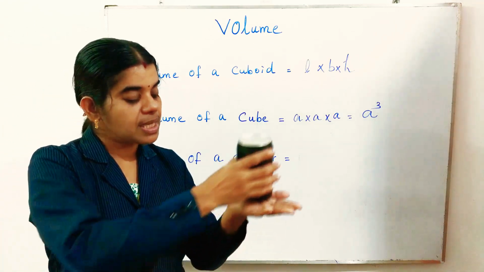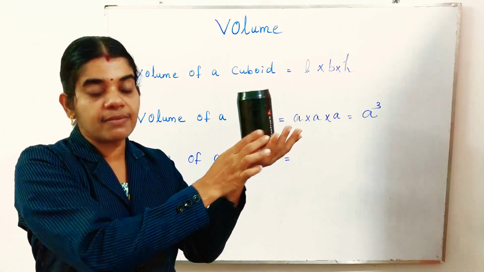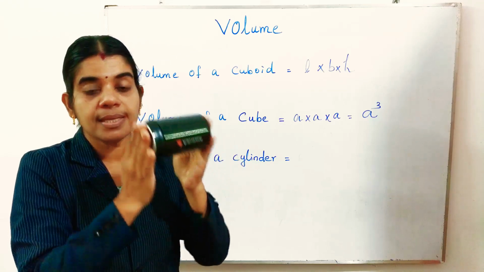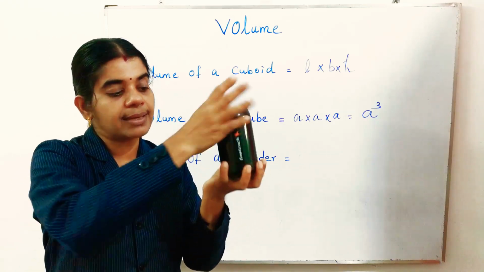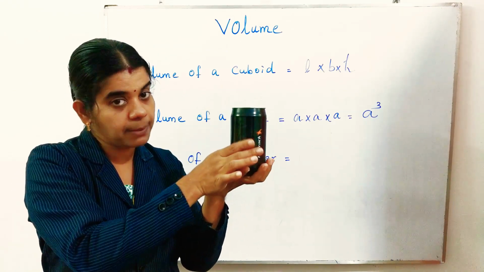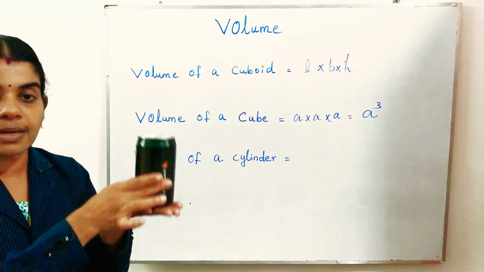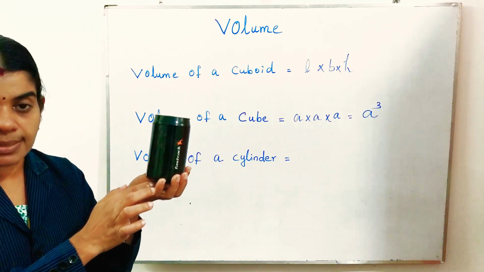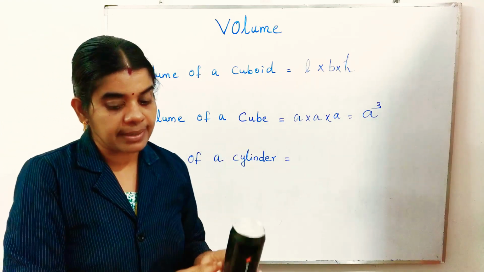Base area into height: if you keep it this way, the base area will be a circle. You already know that a cylinder has both sides circular, and this will be its curved area, the pipe-like part. That will be its curved part. So the base area will be a circle, and H will be the height of the cylinder.